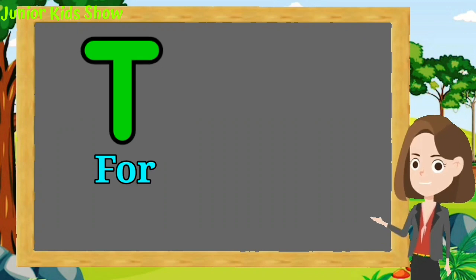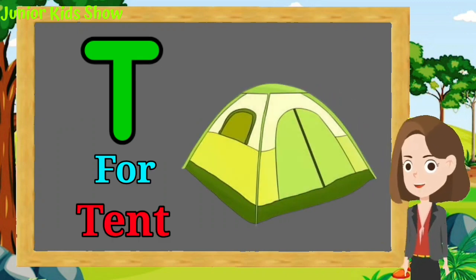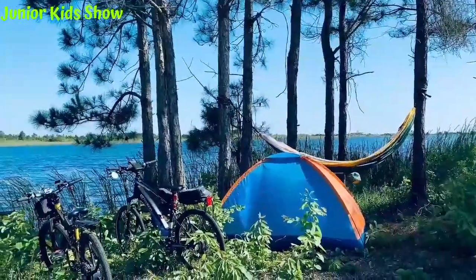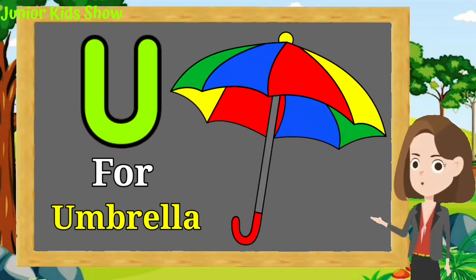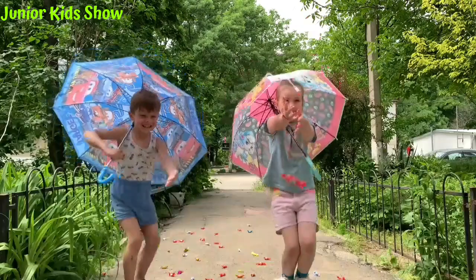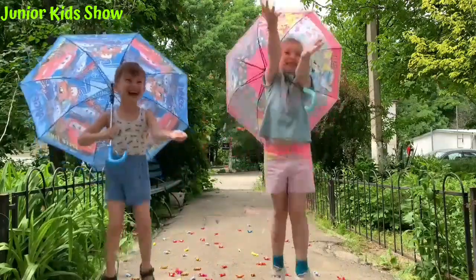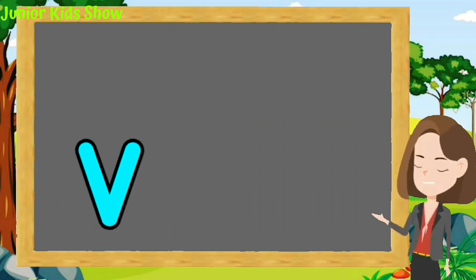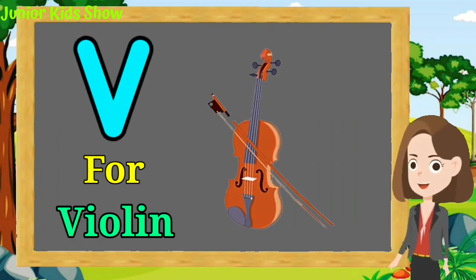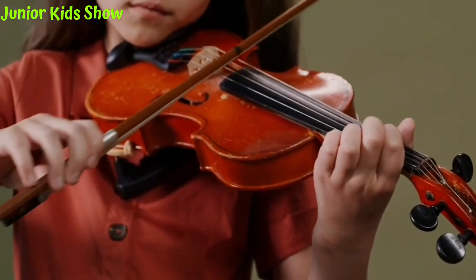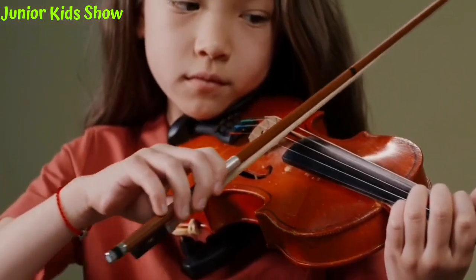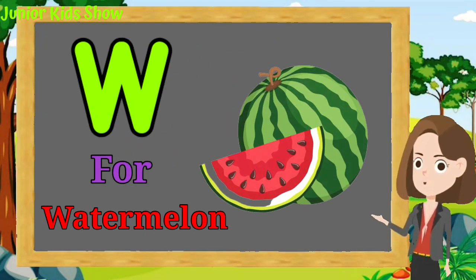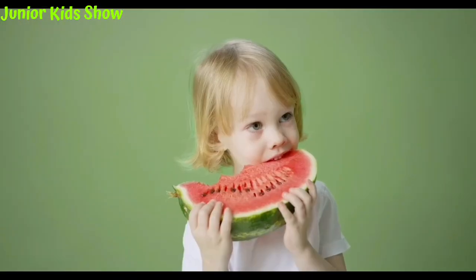T for tent. U for umbrella. V for violin. W for watermelon.